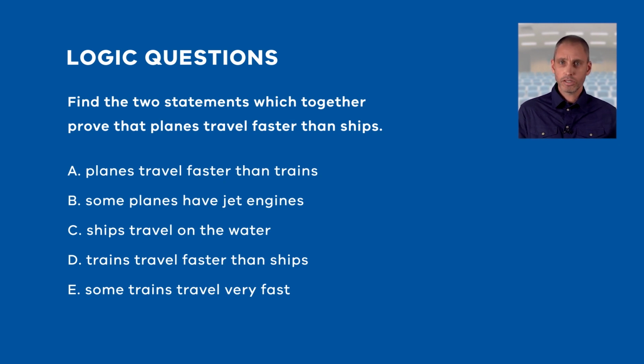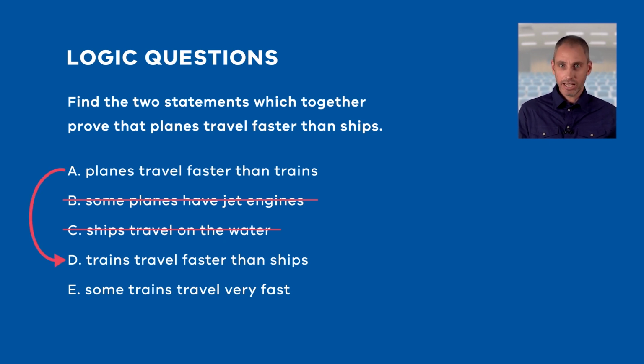In these types of questions, the correct answers will pair similar types of information to prove the first statement. It's a good idea to read through the options and see which ones can be paired. It's possible that some statements can be eliminated because there are no options with similar information to pair with them. In this question, we can eliminate the statement, "Some planes have jet engines," because there are no other statements about jet engines to pair this with.